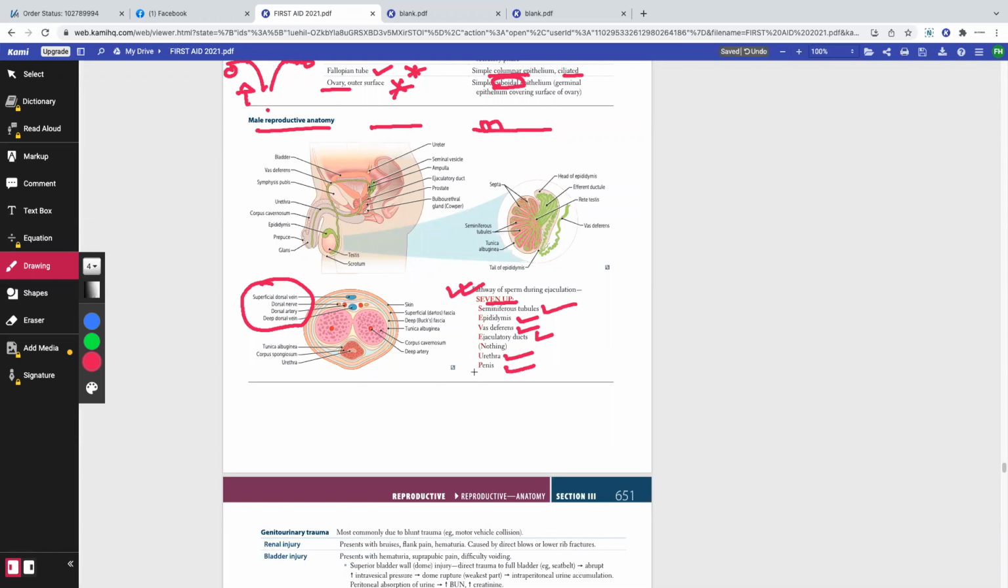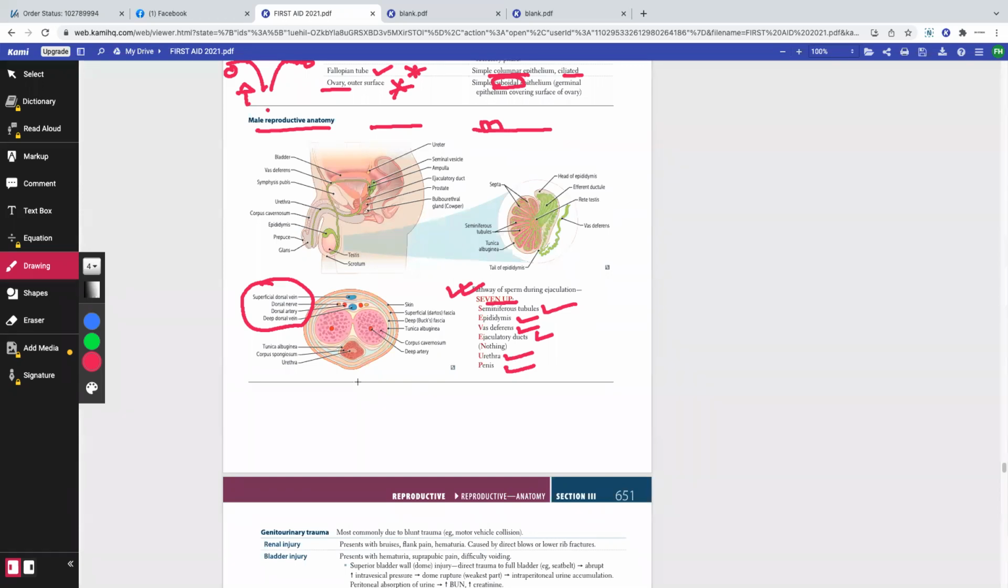Very quickly, over here, sperm ejaculation. Is this a sympathetic response, or is this a parasympathetic response? Last answer, please. Sympathetic or parasympathetic? Sympathetic, very good. Next one, penile erection. Is this a sympathetic or a parasympathetic response? Parasympathetic, very good.